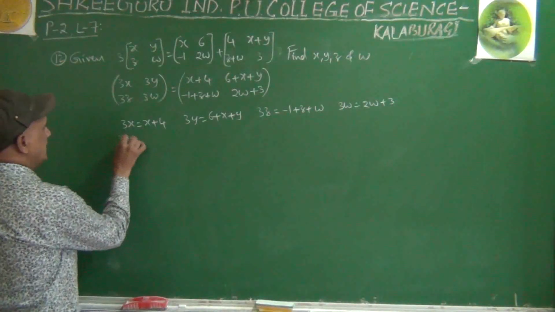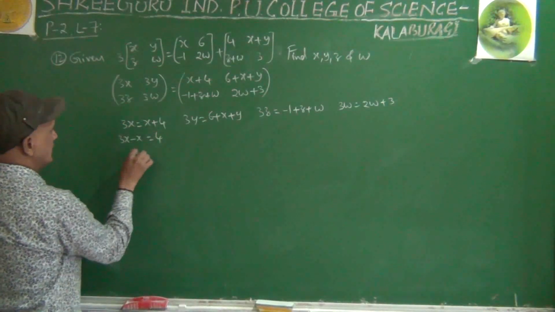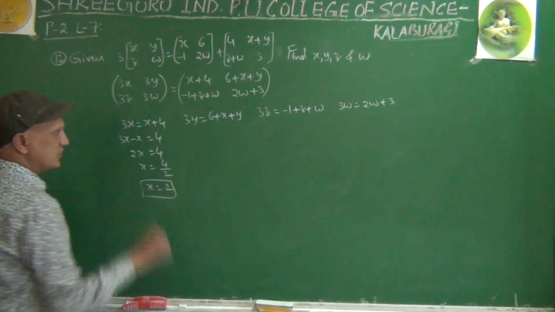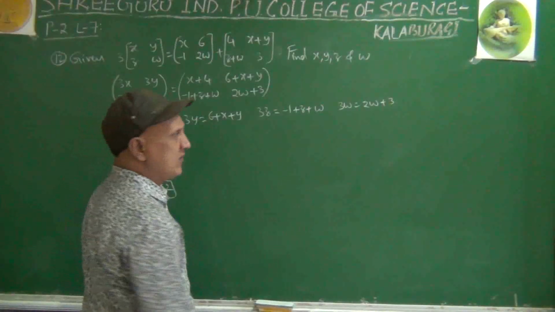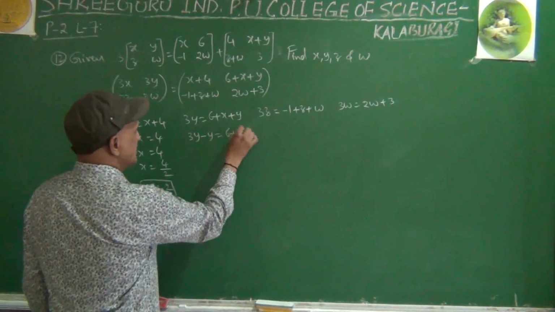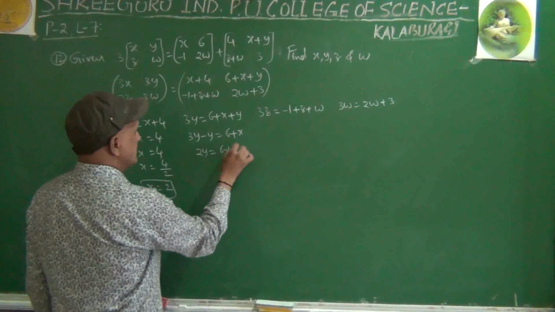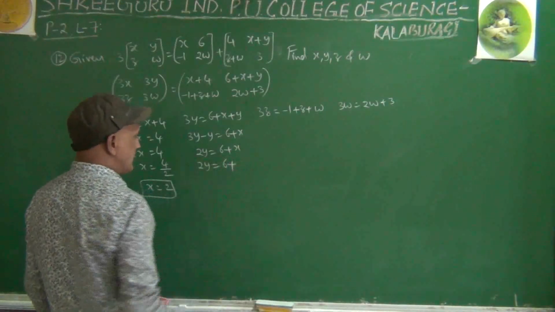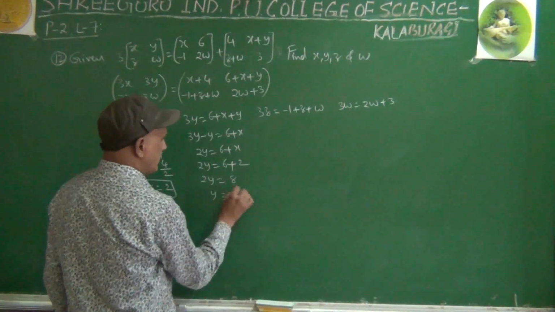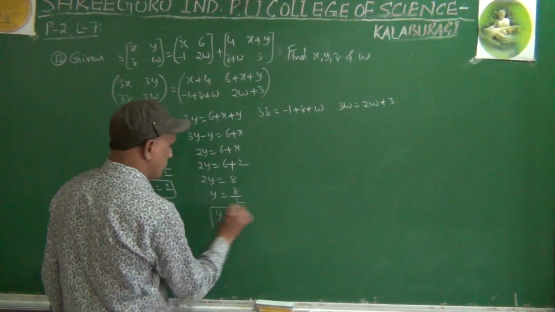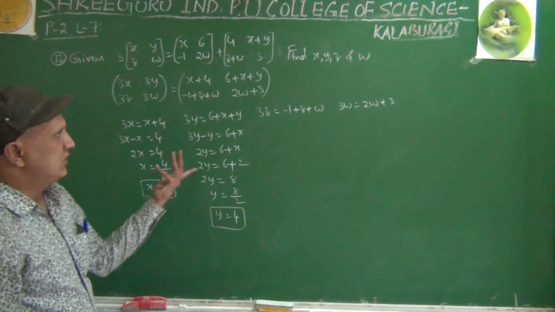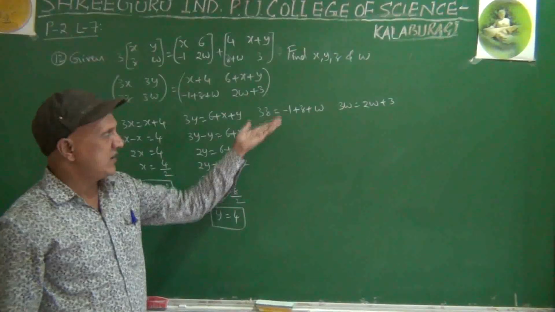Right? 3x, x comes this side, minus x. 2x equal to 4. x equals 4 by 2, x equals 2. Put x equal to 2 there, we get y value. Before that, 3y, send this y this side, minus y. 3y minus y, 2y, equals 6 plus x. 2y equal to 6 plus x value we got, 2. 2y equal to 8, y equal to 8 by 2, y equals 4. x value, y value we got. No chance to substitute x and y there or there.